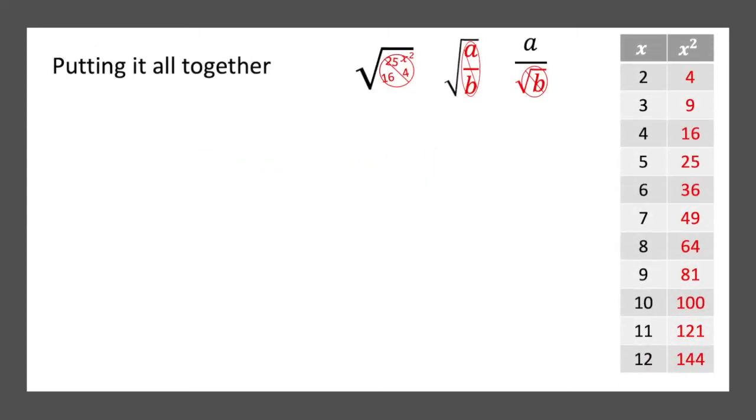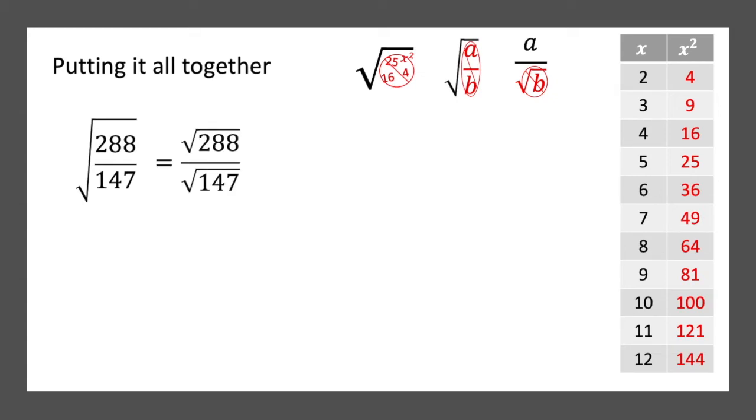Again, we're going to start with pulling up our table as a reference. And if we've got something that looks like this, yikes, 288 over 147 under a radical sign. Okay, so we need to break that up, 288 over 147, and find any perfect squares that are hiding underneath those radicals. So 288 is 144 times 2. 147 is 49 times 3.